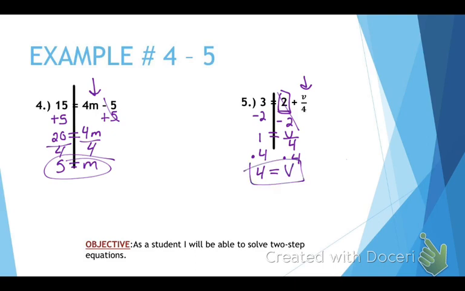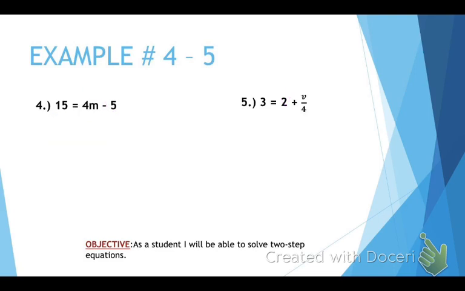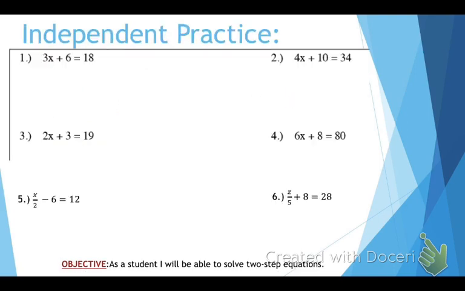Go ahead and put it in there. 2 plus 4 over 4 is 3. Yeah, we're good. All right, so we're done. Those are your answers. Those are your 5. Congratulations. All right, now, independent practice. It is your turn. Pause the video. Really quickly pause the video, do these 6, and then check them when you're done.